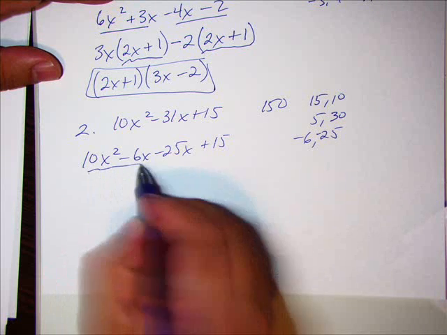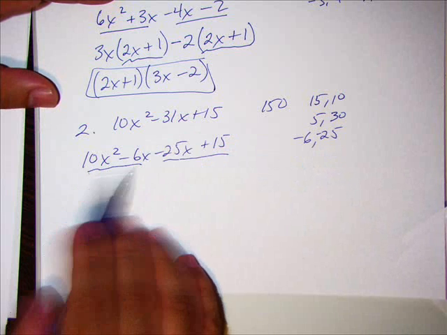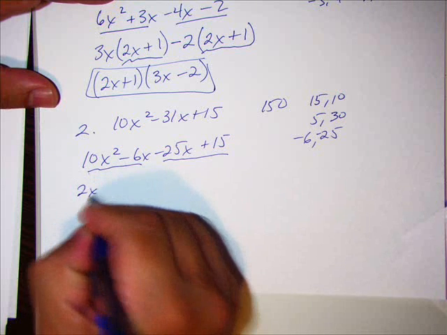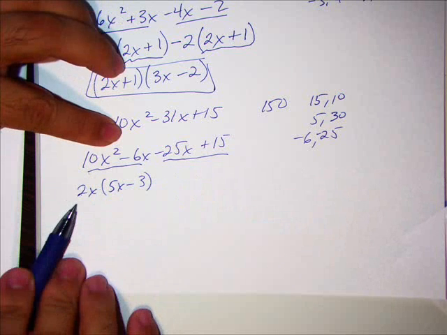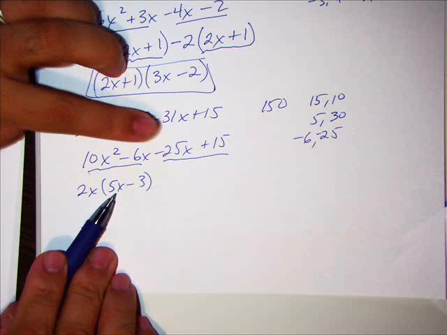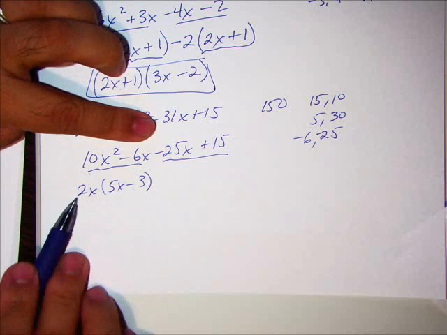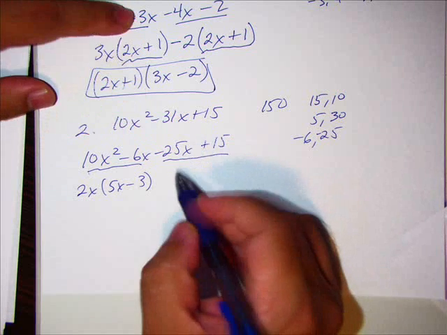Again, we're grouping first two together and the second two together. The common factor here is 2x. So it's 5x minus 3. Right? 10x squared divided by 2x. 10 divided by 2 is 5. X squared divided by x is x. Here, negative 6 divided by 2 is negative 3. And the x's simply cancel.